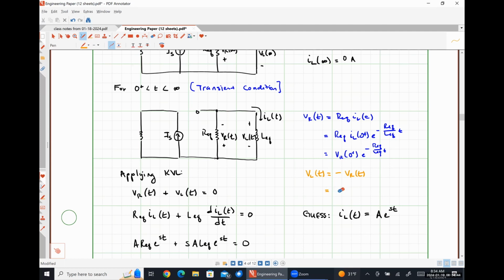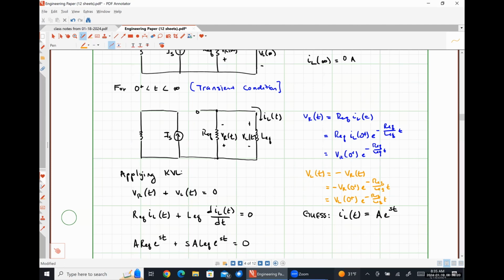Let me move this up so that I have room to squeeze in the other stuff. Negative VR at 0+ e to the negative Req over Leq times time. Or we could express this as VL at 0+ e to the negative Req over Leq times time. Right, because negative the voltage drop across the resistor at 0+ is going to be the voltage drop across the inductor at t = 0+.